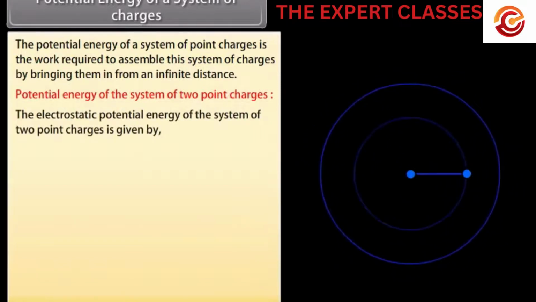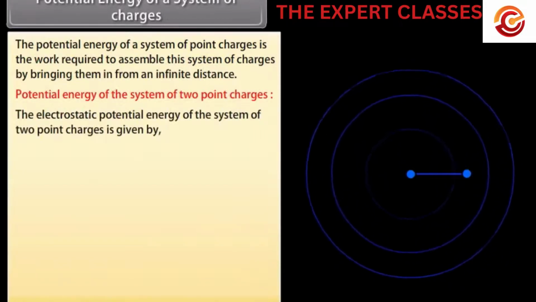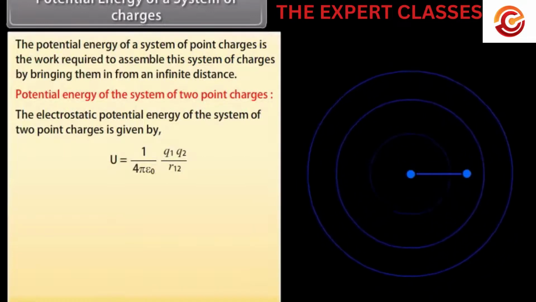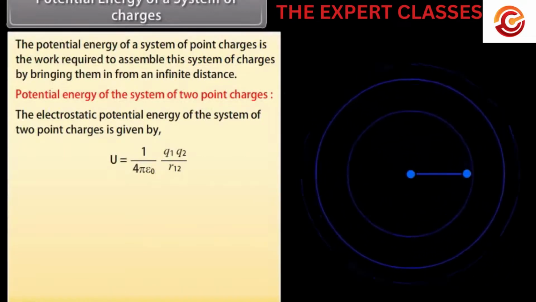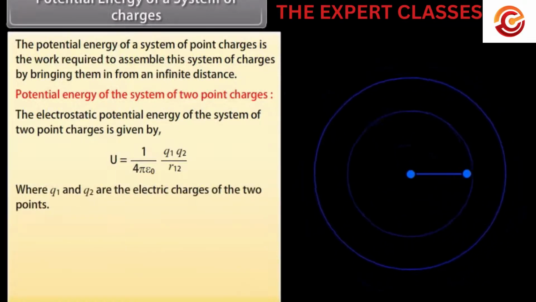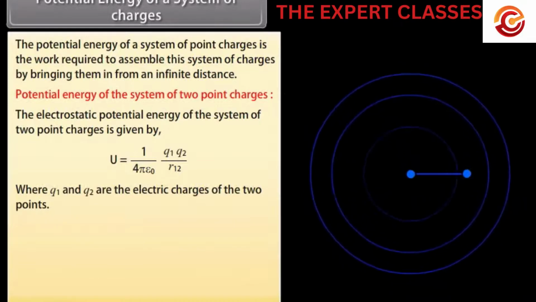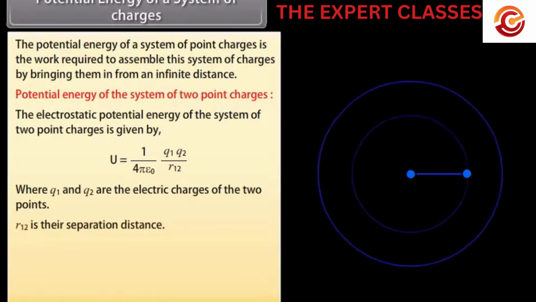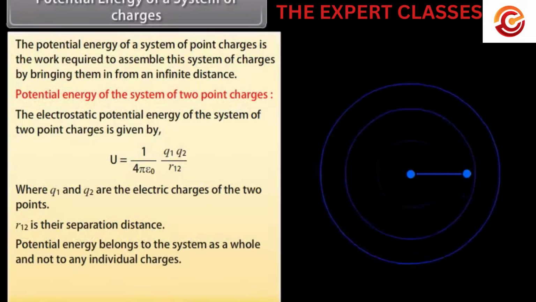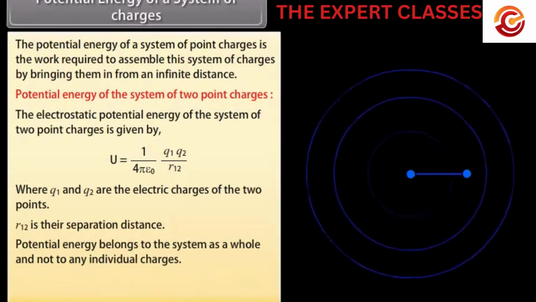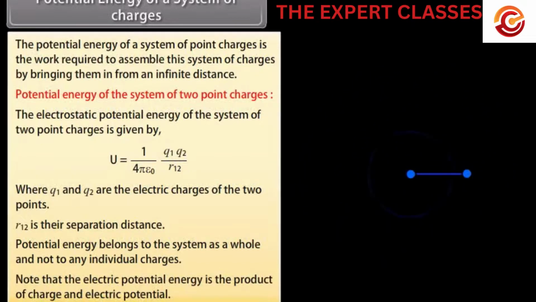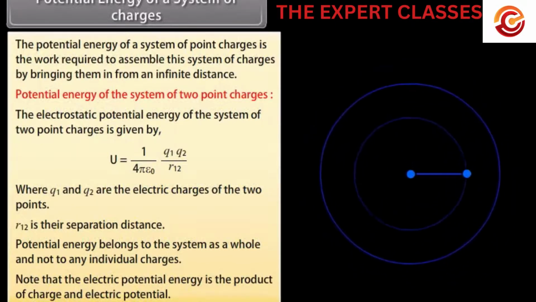The electrostatic potential energy of the system of two point charges is given by U as 1 upon 4 pi epsilon naught multiplied by q1 q2 upon r12, where q1 and q2 are the electric charges of the two points. r12 is their separation distance. Potential energy belongs to the system as a whole and not to any individual charges. Note that the electric potential energy is the product of charge and electric potential.